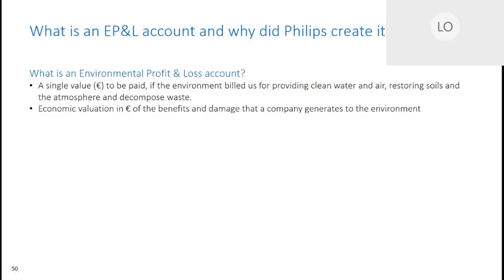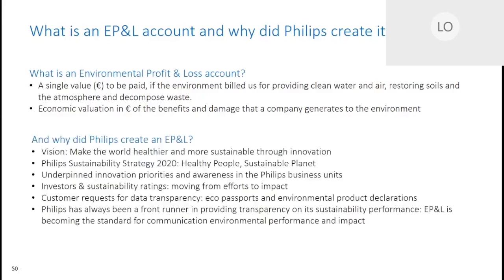Good, and you can actually push it again. So what is an environmental profit and loss account? Actually, a single value to be paid if the environment billed us for providing clean water and air, restoring soils, etc. And then the economic valuation in euros of the benefits and damage, as just explained by Sander. That's also what we have been using. And you can push once more. Yeah, there's a second part.